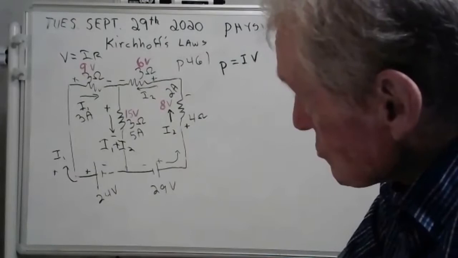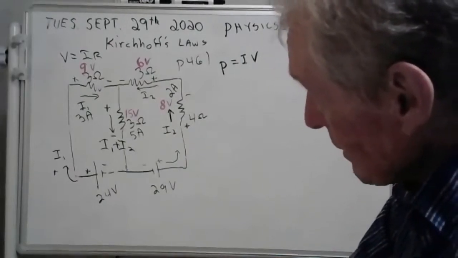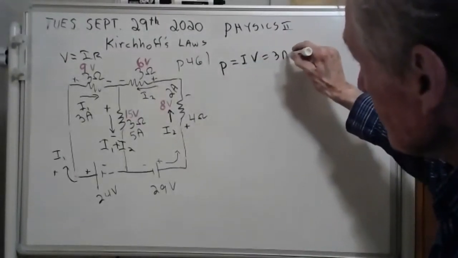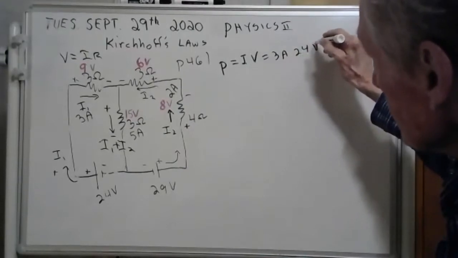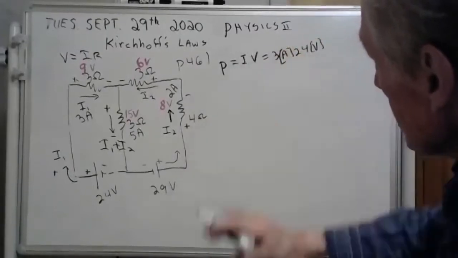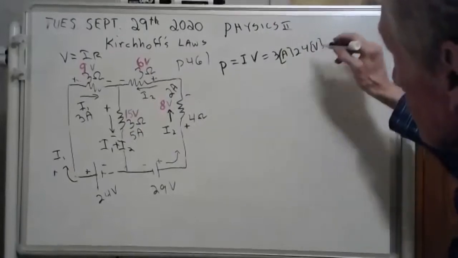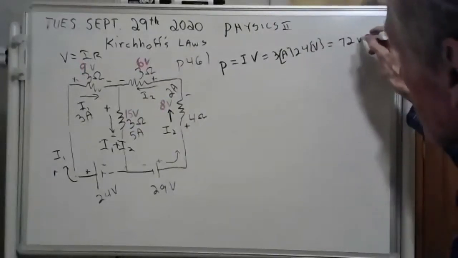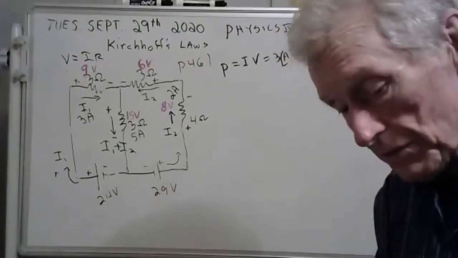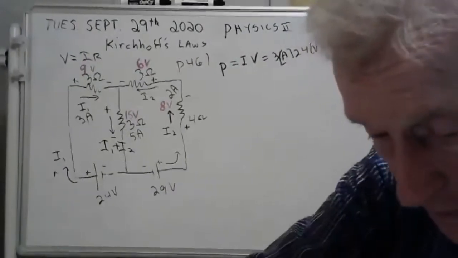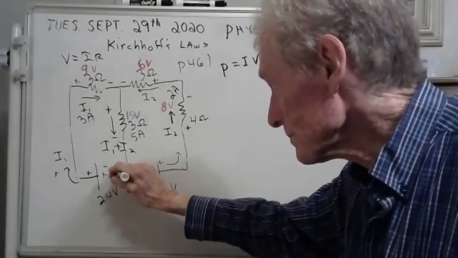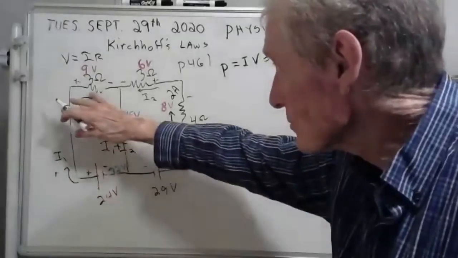Oh, gosh. I can't do that in my head. 3 times 24. 3 amps times 24 volts is 72? Do you get 72 watts? Yeah. 72 watts. Hey, we got 72 watts. Tell you what, let's put that in green. We'll put the power in. This is 72 watts. Okay, now let's do this one.